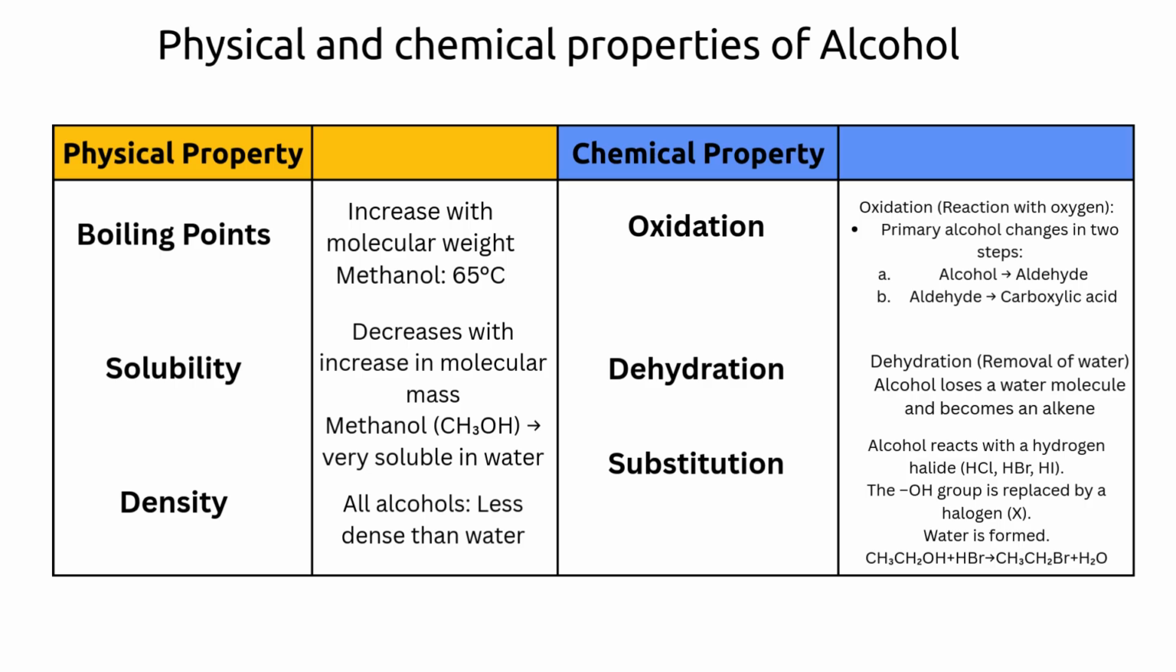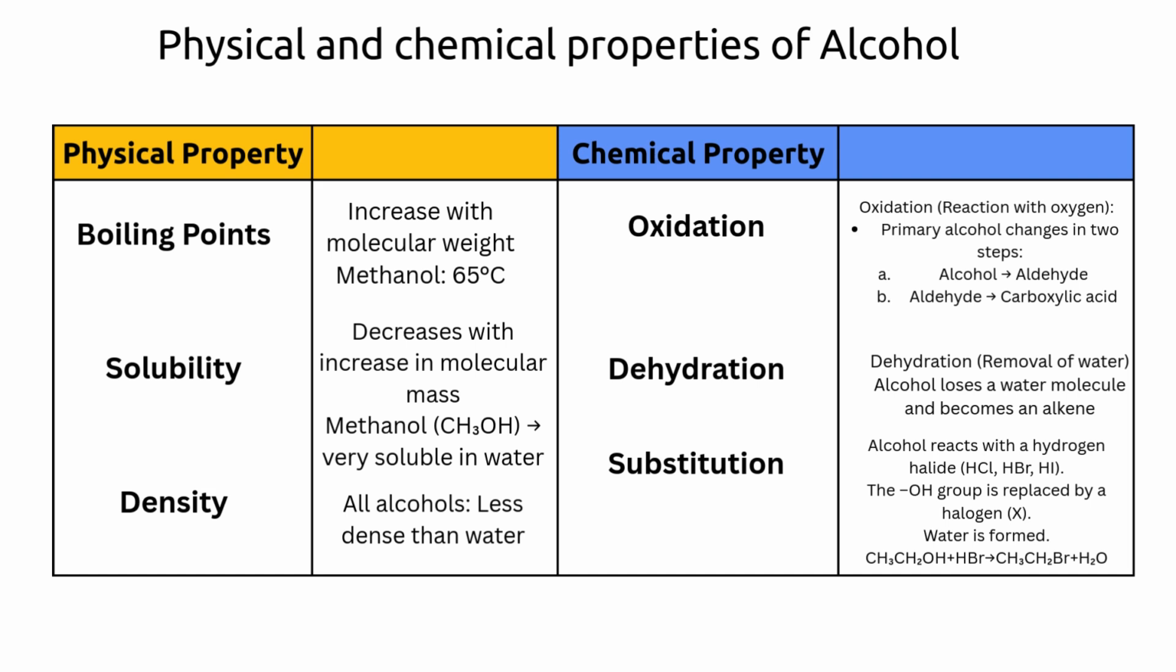Before going into classification and method of preparation of alcohols, let us think of the physical and chemical properties of alcohols. Physical property is to know how alcohol is like, their boiling point, solubility, density, etc. Chemical property is to know what alcohols can do. Some chemical properties like combustion, oxidation, substitution, dehydration, etc.